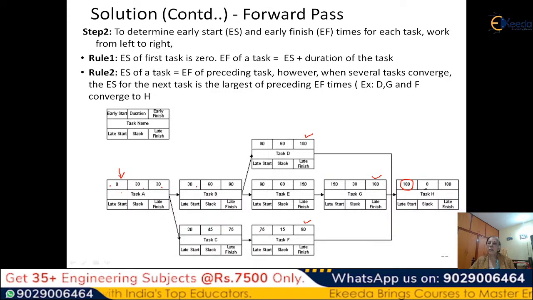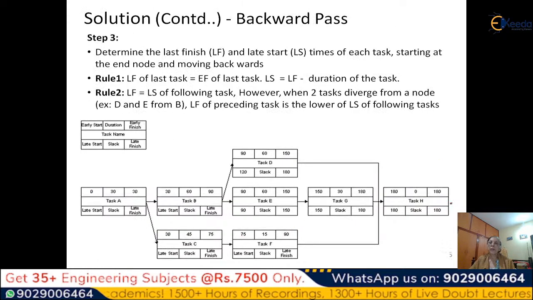Then because this is a zero duration task, that means it's a dummy task. Basically, this is the end task. So this is again 180. Now in the backward pass, you take this 180 to the late finish and go backwards. So that is what we have done here. 180 has come here. Now we have to go backwards.